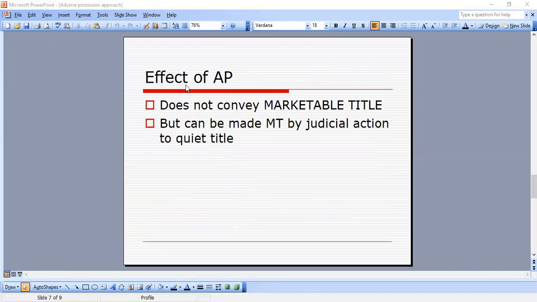Then you'll go into what's the effect of the adverse possession. It obviously does not convey marketable title, but the adverse possessor can be made marketable title by judicial action to quiet title. So you can go to court on it, get a judicial action to quiet title, and then we can have marketable title. But at first, it does not convey marketable title. Adverse possessor must go into court by judicial action to quiet title.